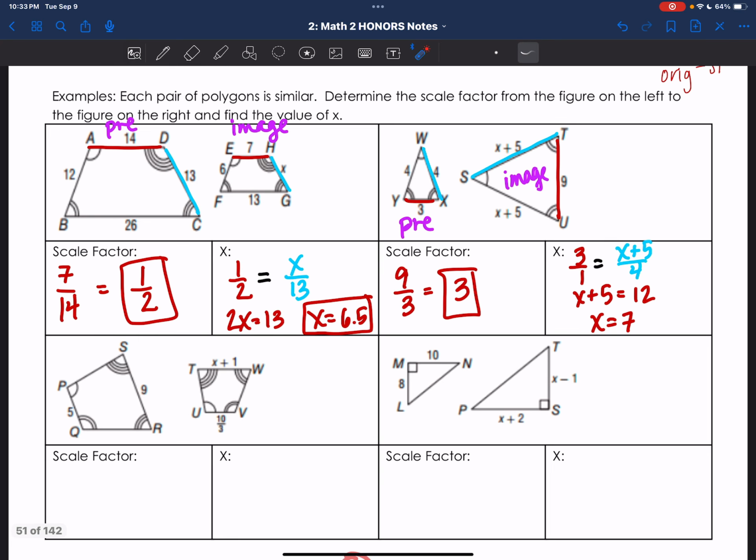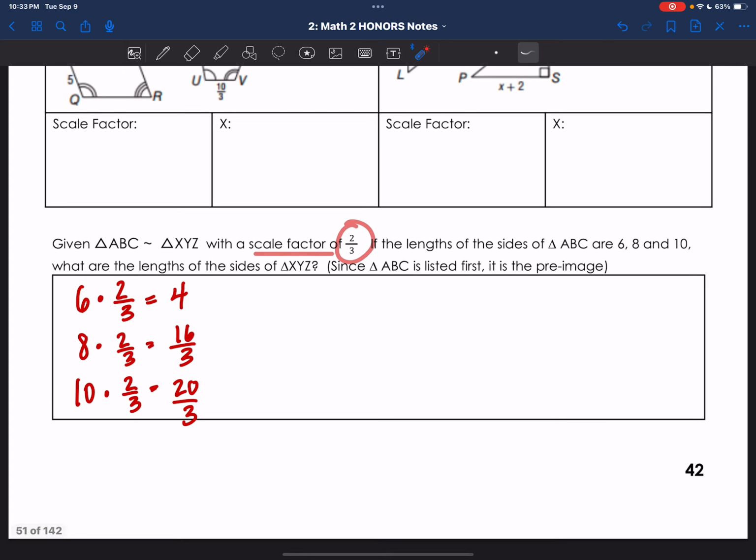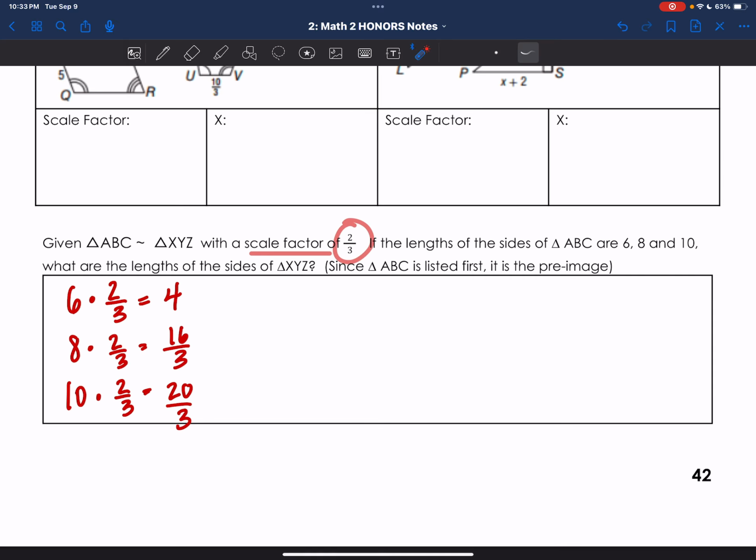All right, you're going to do this one, and this one, and just remember, if it doesn't say, this is going to be your pre, this is going to be your image. Pre, image, if it doesn't say. Now this one is kind of easy, just very wordy. If triangle ABC is similar to triangle XYZ with a scale factor of 2/3, and the lengths of the sides are 6, 8, 10, what are the lengths of the sides of the new triangle or the image? Since ABC is listed first, this is the pre-image.